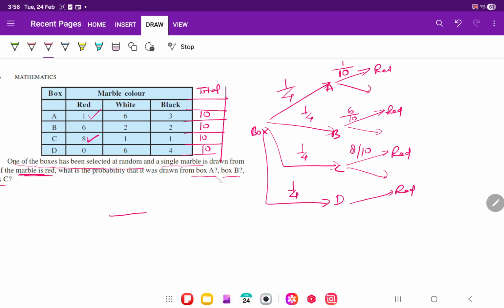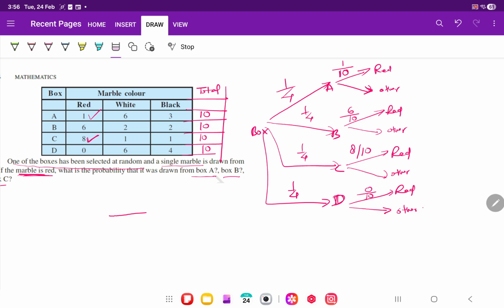And from box D, if you want red, it is 0 out of 10. Correct? What are the other probabilities? We are not interested because they are not even asking. If you want, you can write them down, but there is no need here for other balls. So this is the chart that we got.